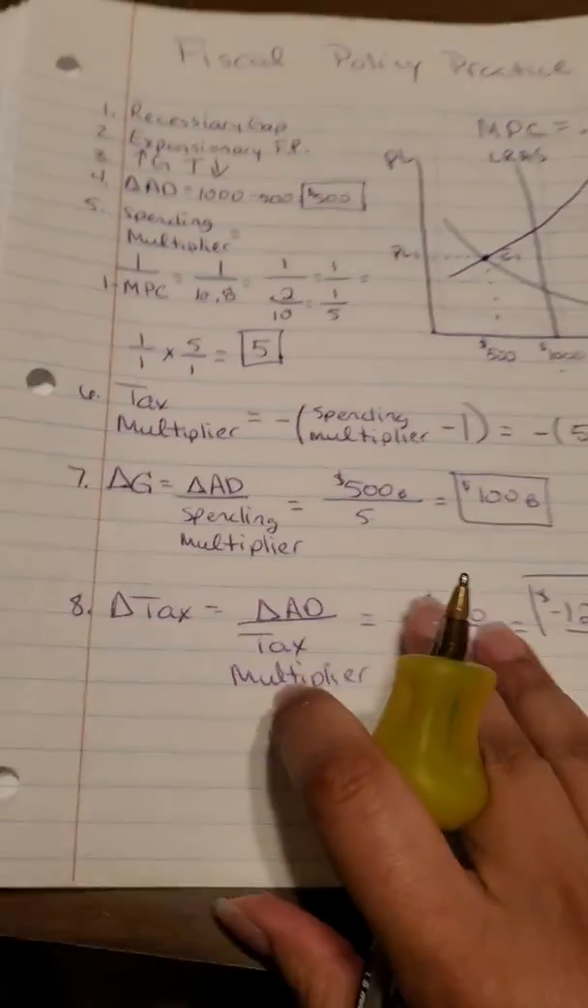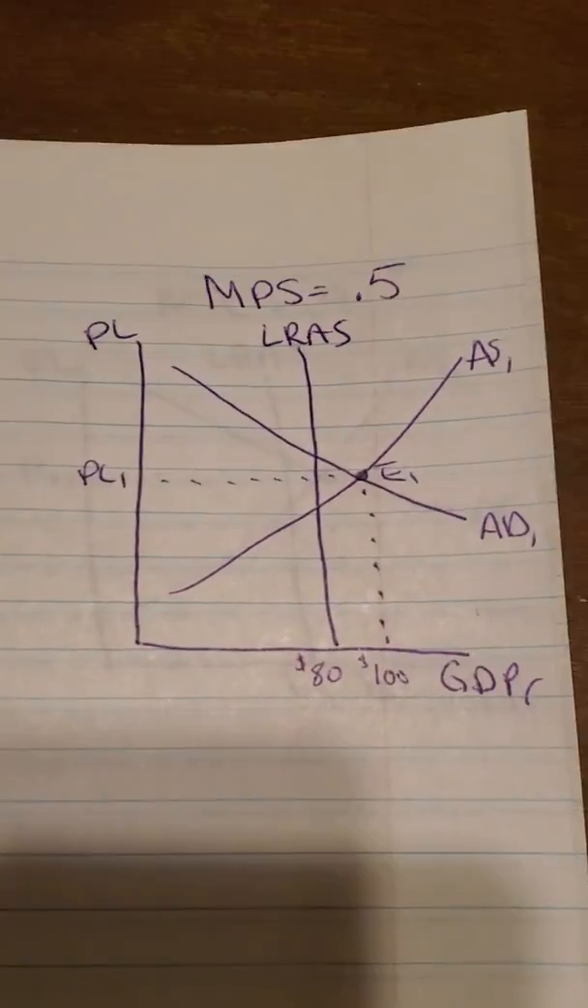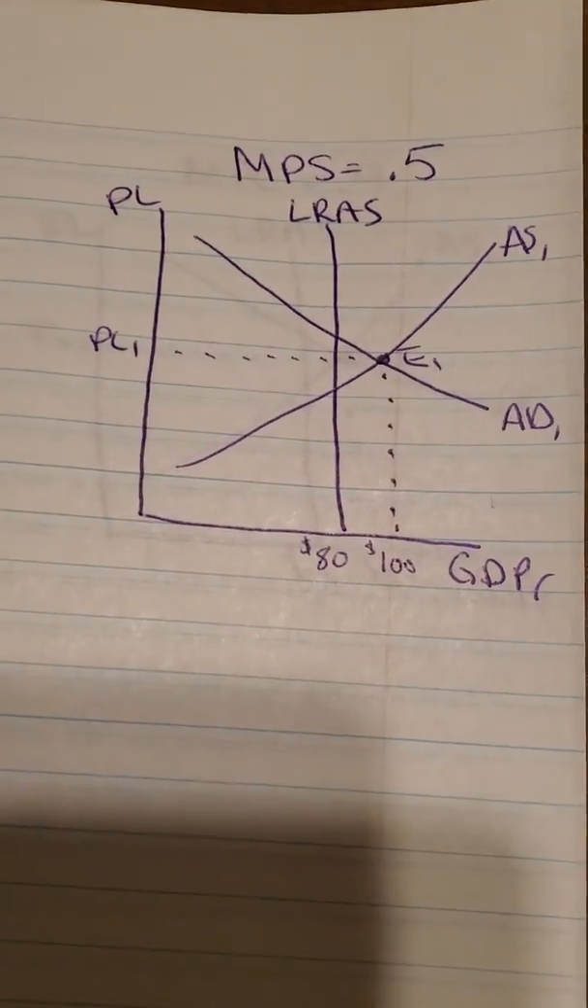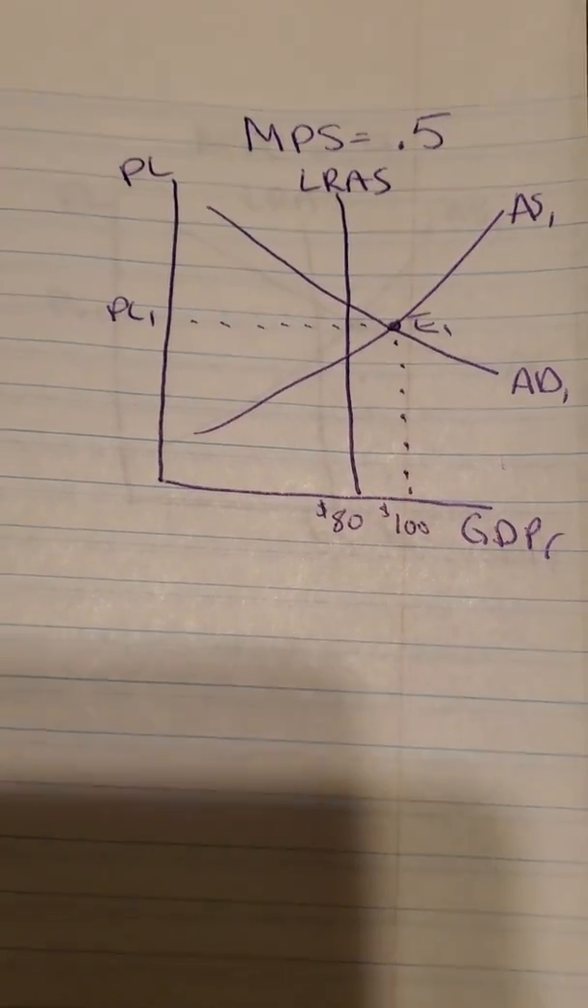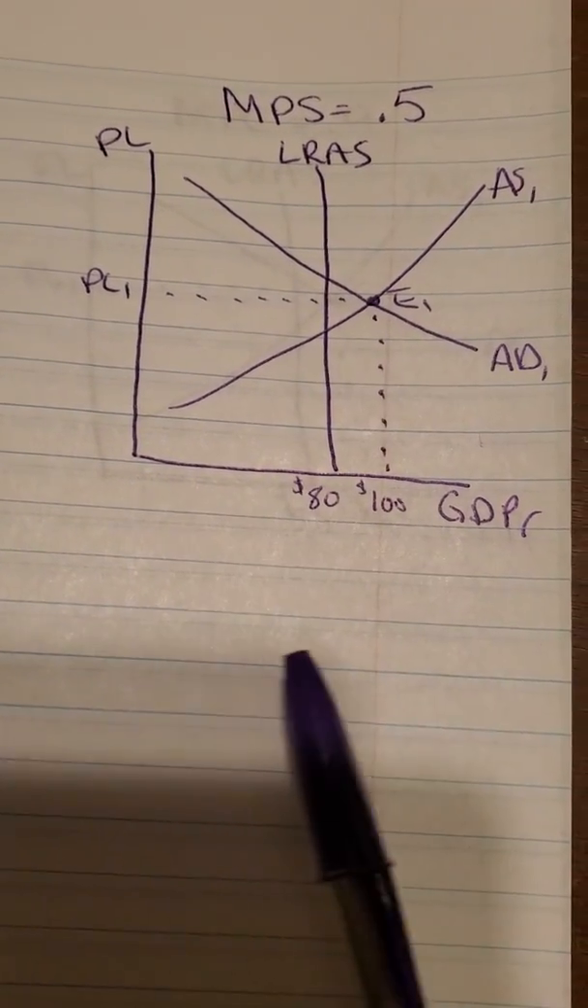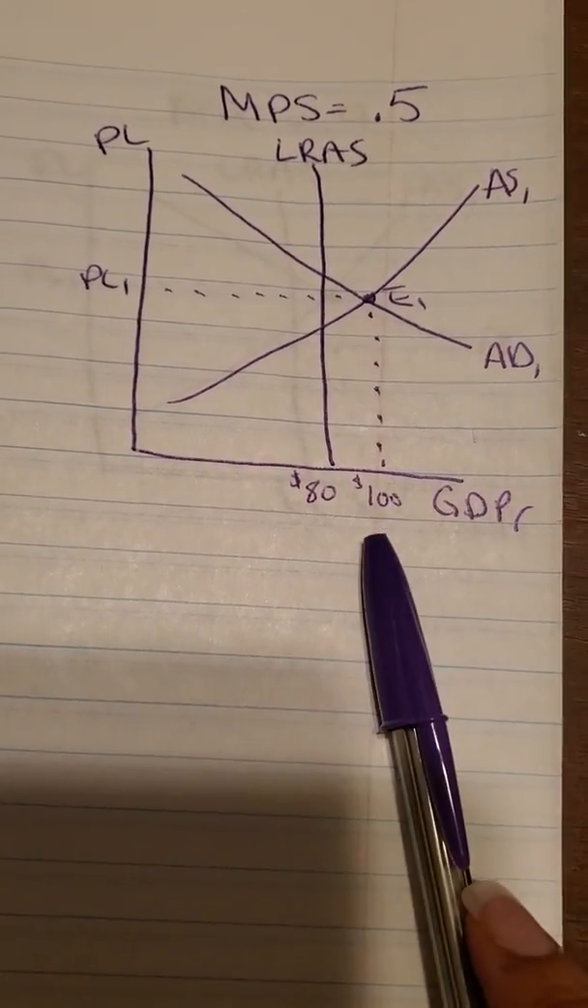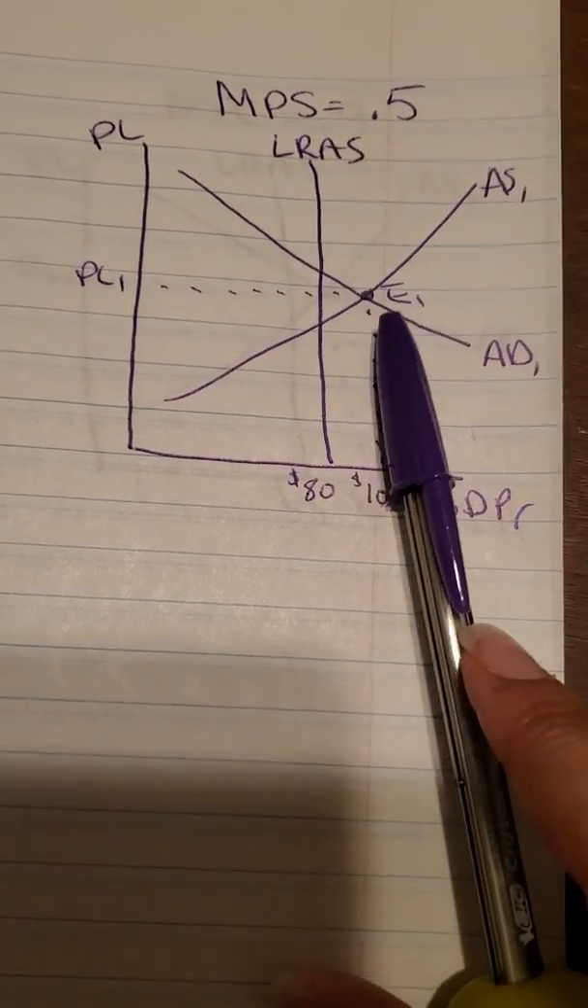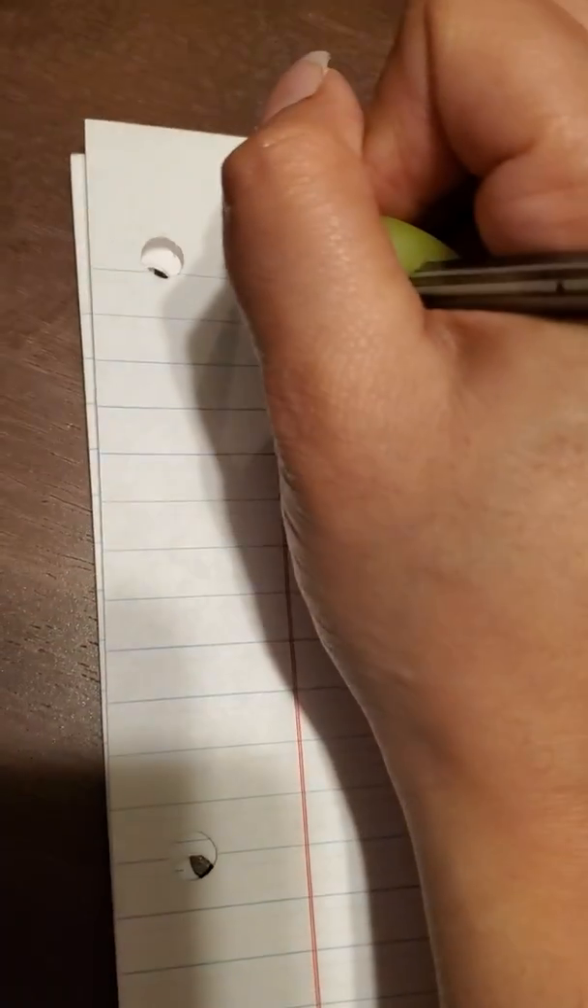Okay, makes sense. Let's try another one. So again, here is your start off point. We're asking the exact same questions. Our MPS this time is 0.5. We are at 100 billion, and what kind of gap is this? Inflationary gap, right? So that's the first question.